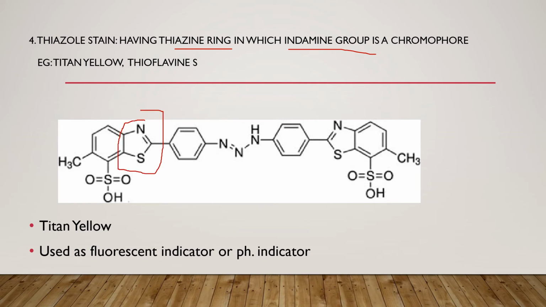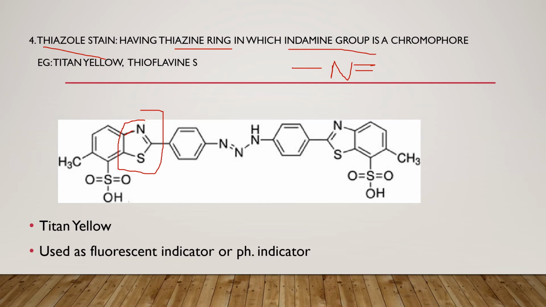And since here we have N, so endamine group is your N and double bond N. So we have thiazine ring. In that we have endamine group. This one is your endamine group, and that endamine group is present in your chromophore. So such type of stains having thiazine ring and endamine group as a part of a chromophore are called thiazine stain. Examples are your titan yellow, thioflavin S. And these are again pH indicator, fluorescent indicator.